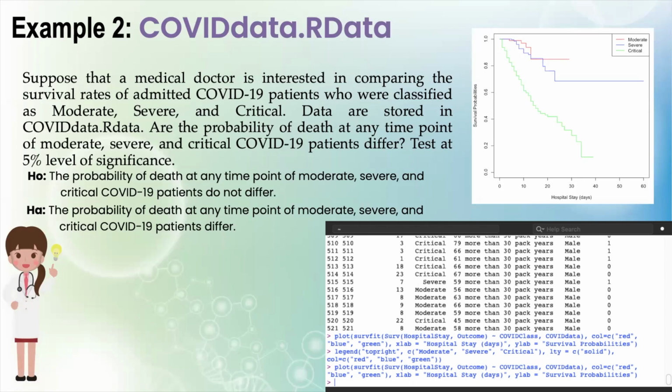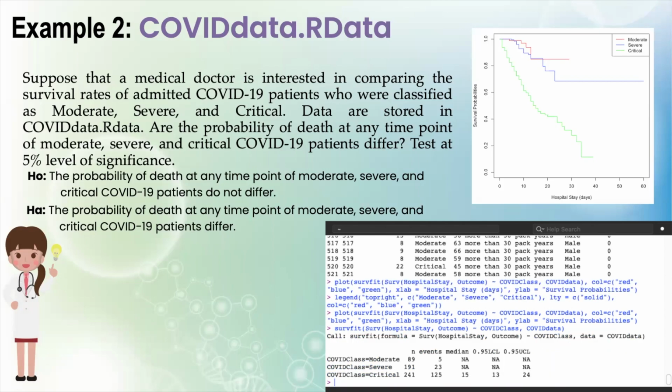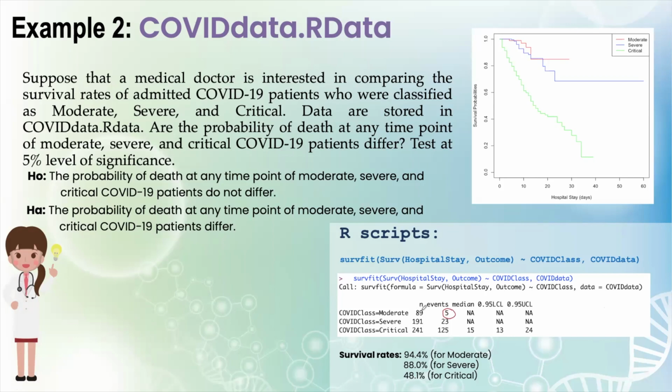And further, we may calculate the survival rates using the survfit function. So survfit, and then parenthesis, Surv hospital stay, comma, outcome, and then tilde COVID class, which are again the time, the outcome, and the groups involved, and then COVID data. And then the output will be again the events, or in other words, the number of patients died. So here we see 5 patients out of 89. So thus the survival of those who are moderate will be 84 out of 89.